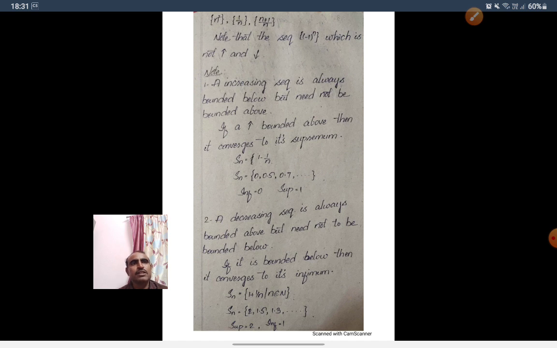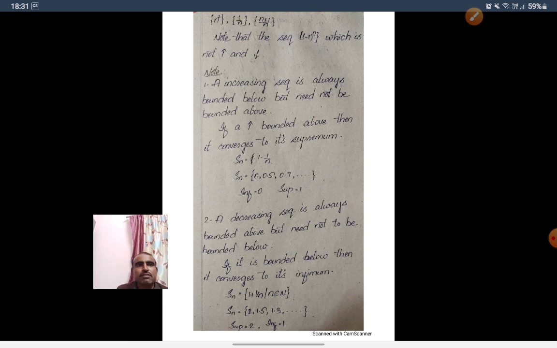See, observe what the terms are. If n is equal to 1, S1 is equal to minus 1, S2 is equal to 1. So from S1 to S2 it is increasing, but S3 is minus 1, again decreasing. S4 is 1, so it is an oscillating sequence. So it is neither decreasing nor increasing sequence.